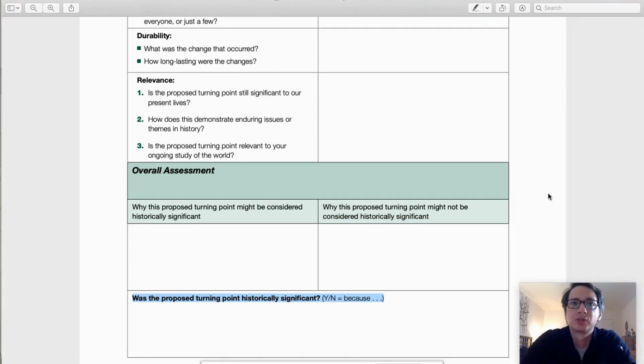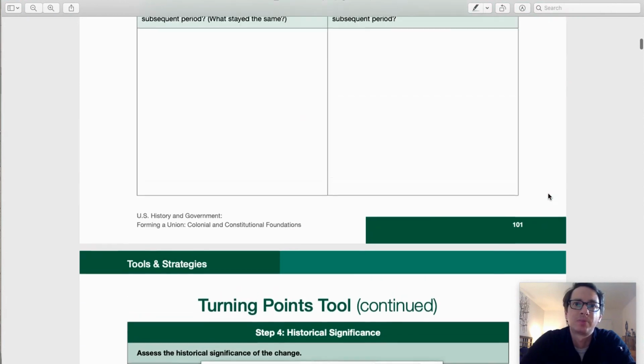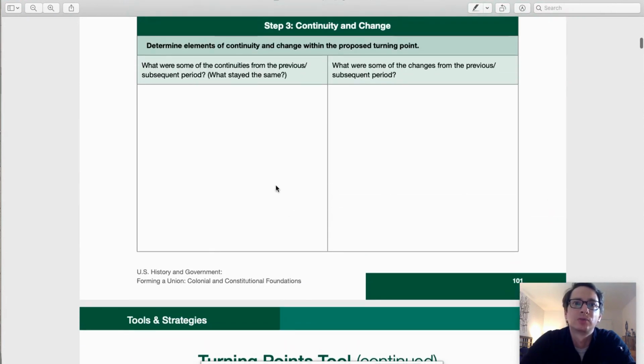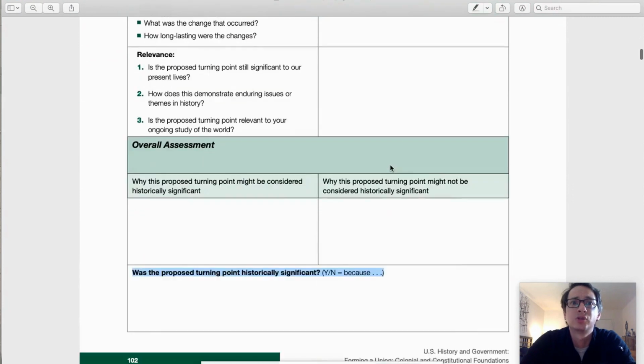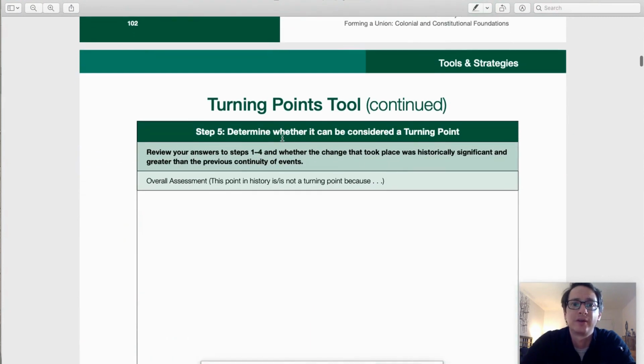But remember, to be a turning point, only being historically significant isn't enough. We also have to determine if change is greater than the continuity. For this, head back up to step 3 and review your findings in both spots here. After doing this, you'll have to use your judgment and weigh the conclusions you came to in both steps 3 and 4 as you reach your conclusion and construct your final evaluation down here in step 5.